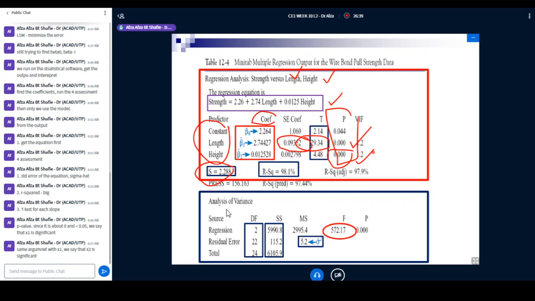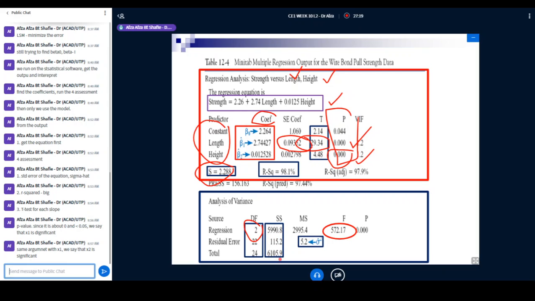Then we go look at the ANOVA. This is already calculated for you. The degrees of freedom is 24 because you have 25 observations. Why do I have 2? Because I only have the length and the height, so there are only 2 variables. 2 plus 22 gives me 24. The sum of squares is calculated using some formula; you just cannot calculate it using the formula that you are used to. The error can be calculated based on that.